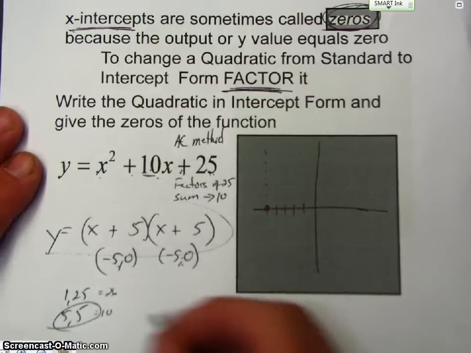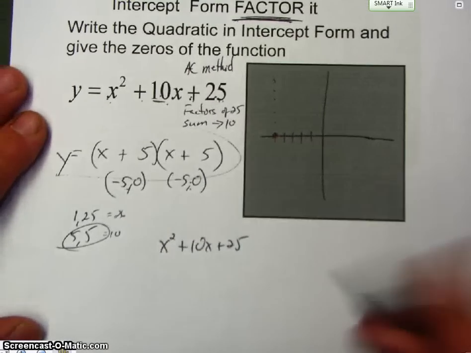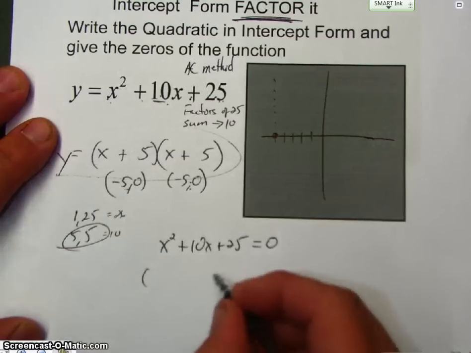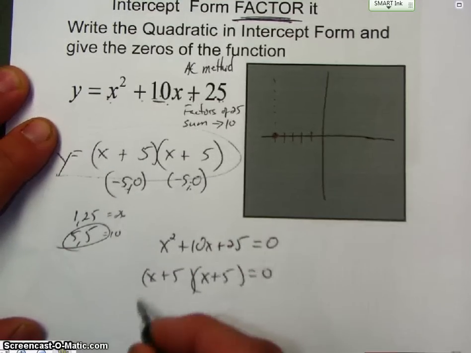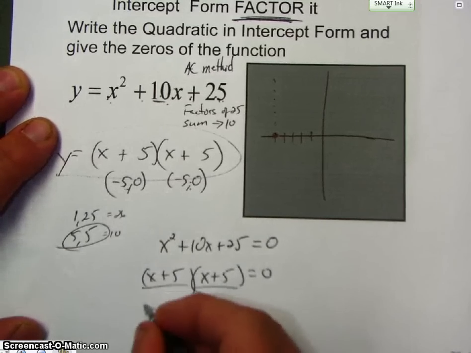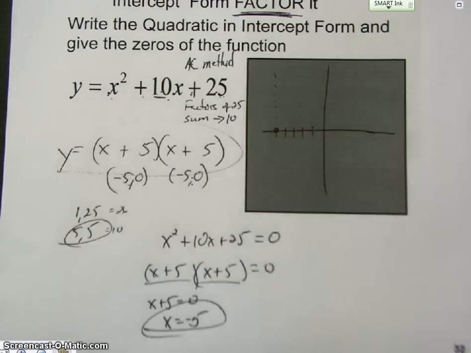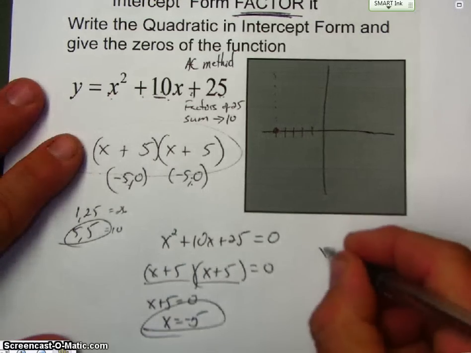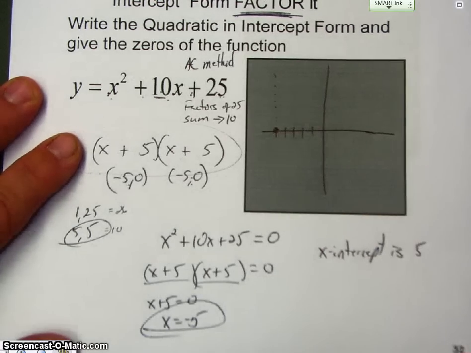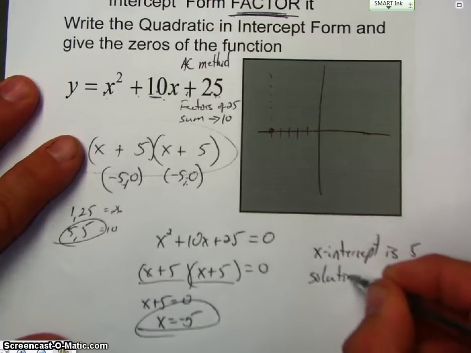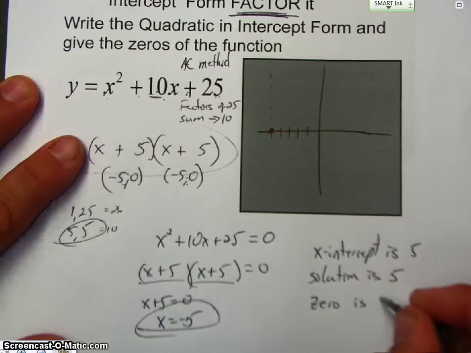In other words, if I have x squared plus 10x plus 25, I set that equal to 0 and solve. To solve it, remember, we have to factor it, and we know what the factor is. Since they're both the same, I can just solve for one, and I get x is equal to negative 5. So in this problem, your x-intercept, since there's only 1, is negative 5. My solution is negative 5, and my zero of the function is negative 5.